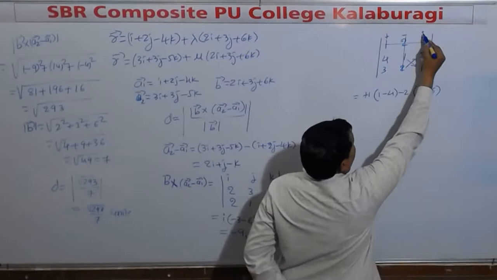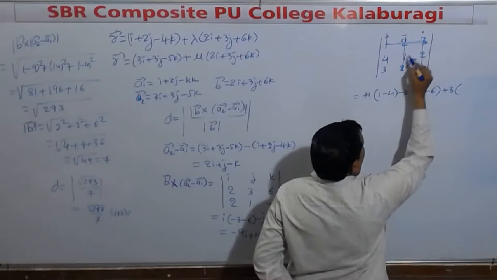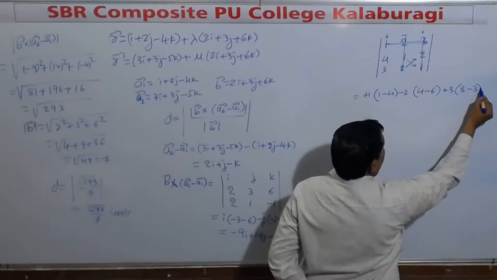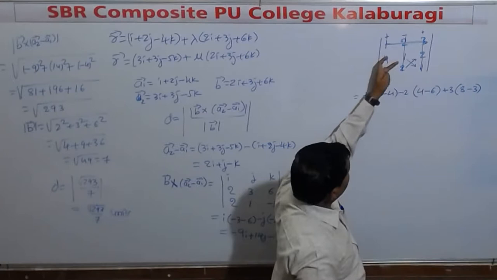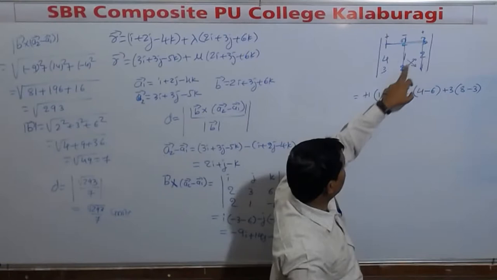Neglecting this row and column, we have these 4 elements: 4 into 8 minus 3. When a plus sign is given, usually you take this minus this. For the second element, they will take first this minus this. But it is better, right?